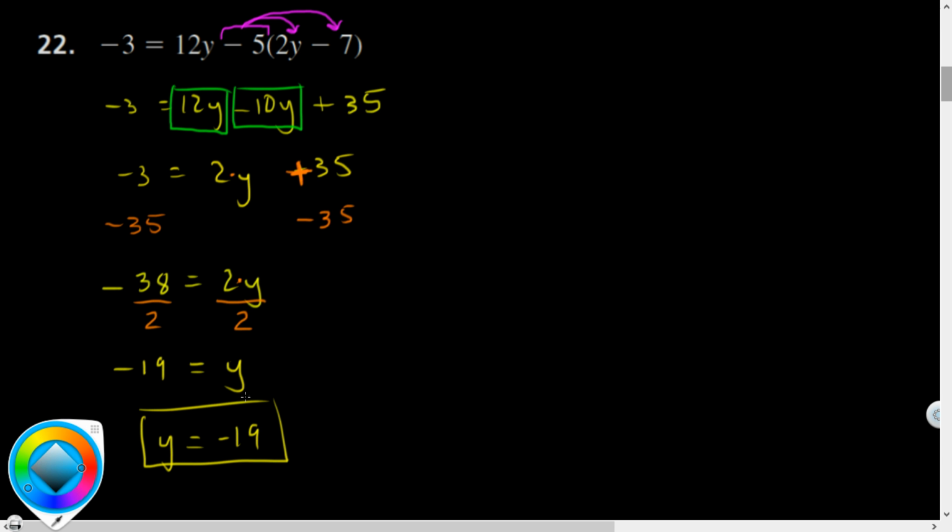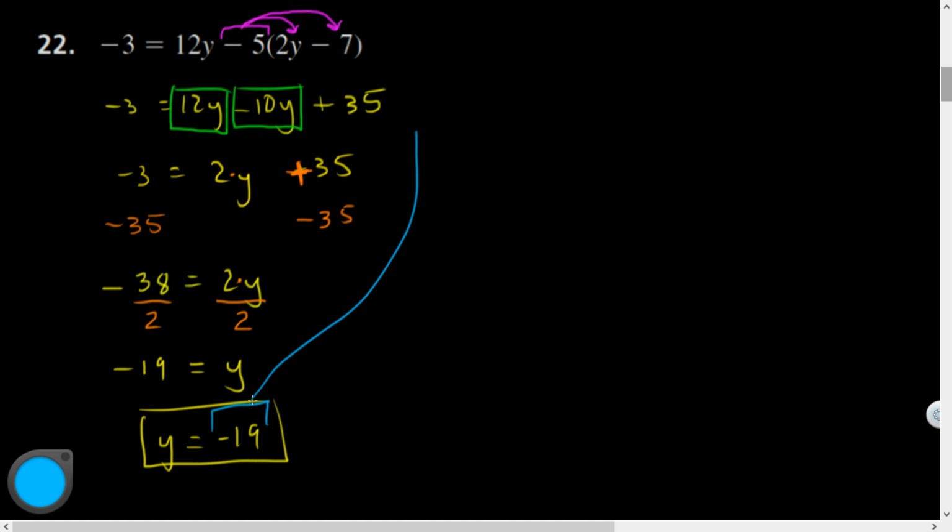Now, actually, guys, I don't think we've ever done a check with a problem with multiple variables here. Let me show you what a check looks like here. I would actually plug in negative 19 for both of those y's.